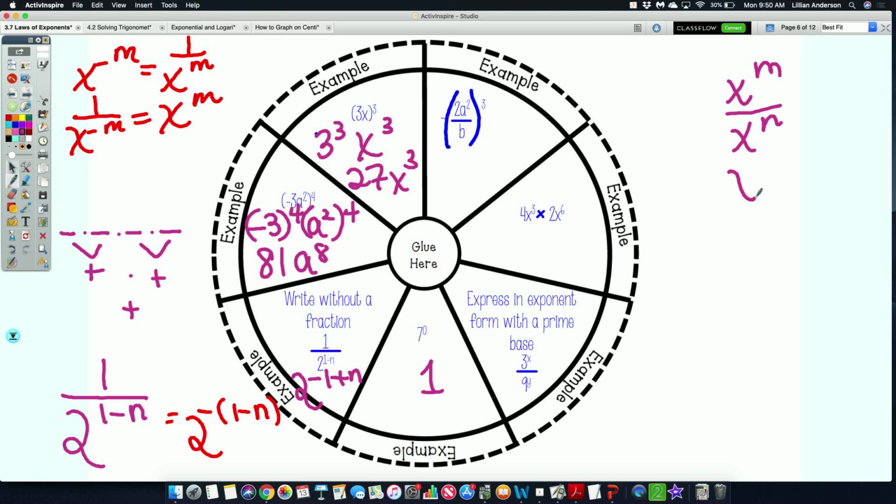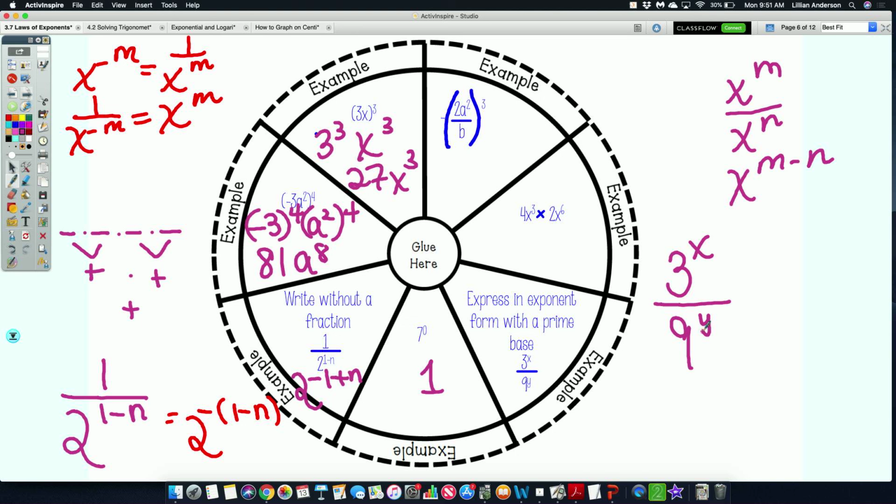You subtract. But the only way to be able to subtract your exponents is if the bases are the same. You see in the rule how it's x over x? That's the only way that you can apply that rule, is if the bases are the same. So for the example for your quotient rule, it says express in exponent form with a prime base. We have the division of 3 to the x power all over 9 to the y power.